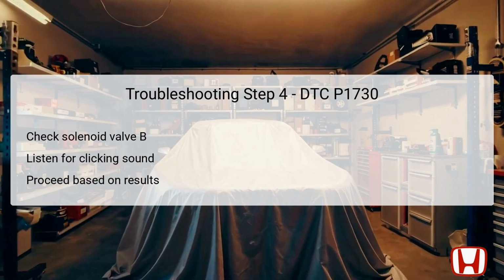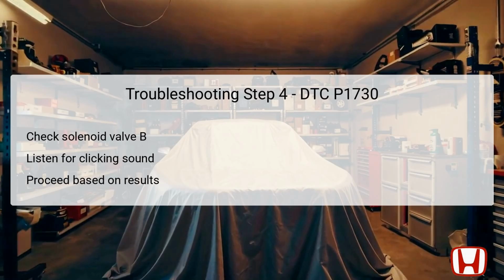In step 4 of the troubleshooting process, continue by selecting shift solenoid valve B in the HDS's miscellaneous test menu for examination. This is essential for understanding if solenoid B is contributing to the issue. As with the previous solenoid test, a clicking sound during the operation check affirms that solenoid B is functioning correctly. If no clicking sound is detected, solenoid B is identified as problematic, and it will require replacement.